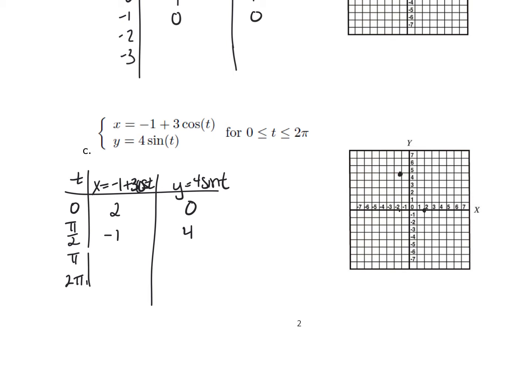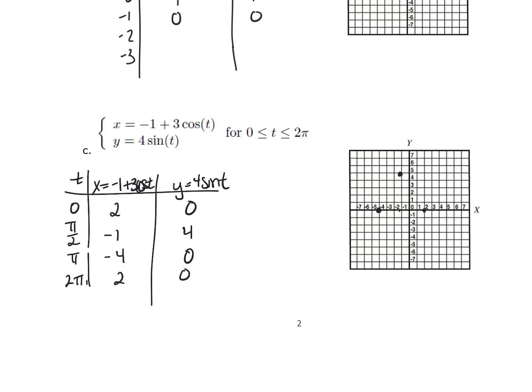So that's where that part is. Now I'm going to do pi. When I put in pi, I'm going to end up with cosine of pi, which is -1. So I have -1 minus 3 more, which is -4. I put in pi for sine, and I have 0. So I have -4, 0. I'm going to put in 2 pi. Well, 2 pi is the same thing as putting in 0 in terms of sine and cosine values. So this goes back to 2 and 0.